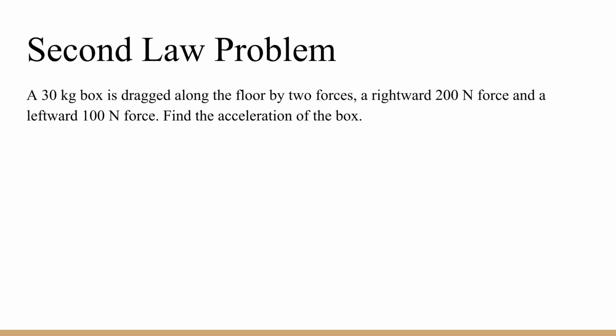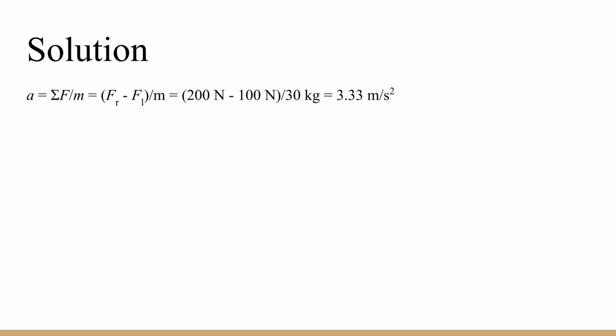So here's a very simple second law problem. A 30 kilogram box is dragged along the floor by two forces: a rightward 200 newton force and a leftward 100 newton force. Find the acceleration of the box. So here's our solution. Our acceleration is equal to net force divided by the mass. That's just the second law.